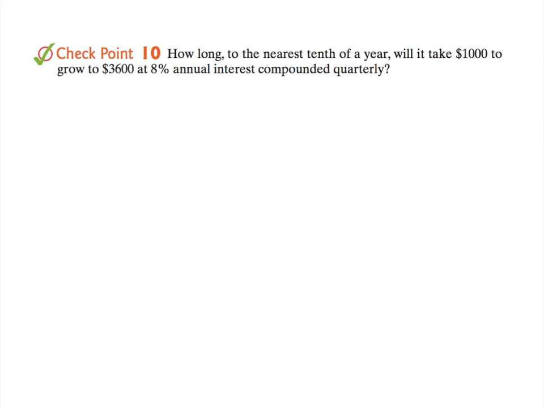So for checkpoint 10, try the same steps and see how long it'll take to grow 1,000 into $3,600 at 8% interest compounded quarterly. Pause the video, have a go, and then you can unpause it to see the solution.